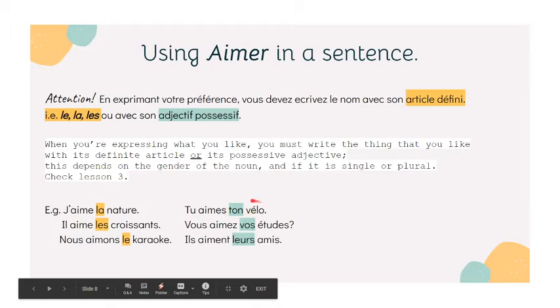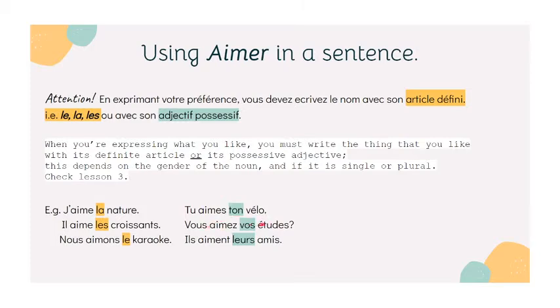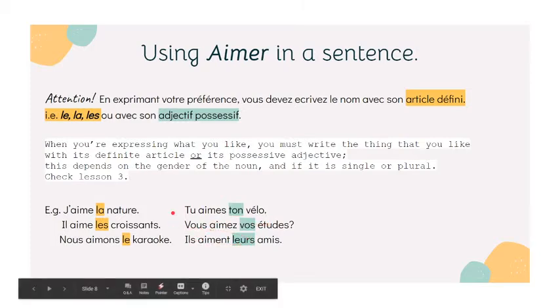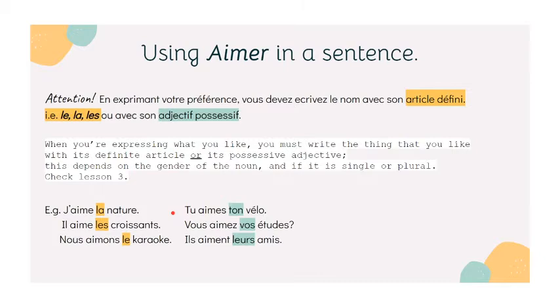Ataupun guna adjectif possessif. Tu aimes ton vélo. You love your bike. Vous aimez vos études. Ils aiment leurs amis. Sila rujuk kepada topik adjectif possessif yang kita telah belajar dalam chapter 2. So, definite article ataupun saya panggil undefined or defined article, you guys can also refer to chapter 3, lesson 3.